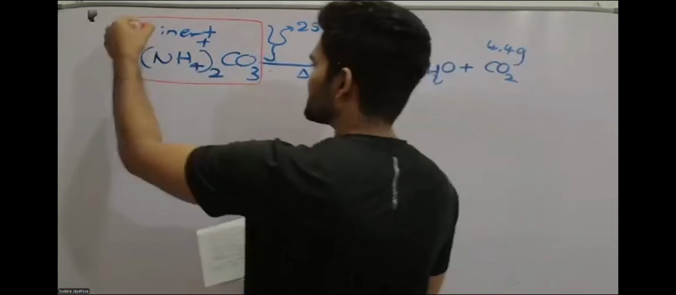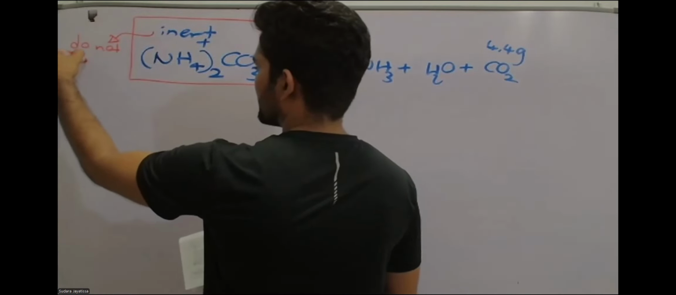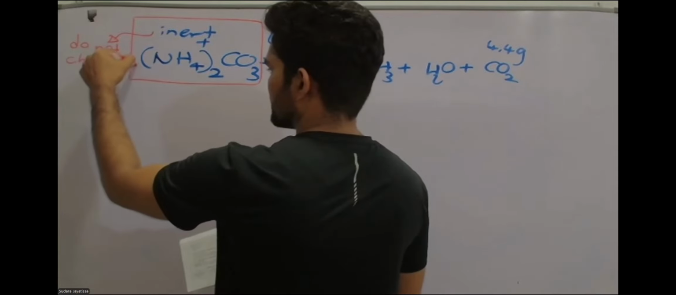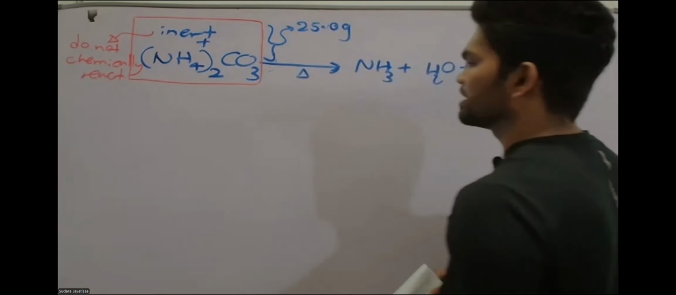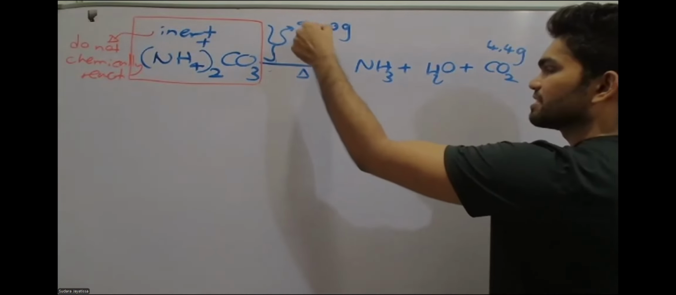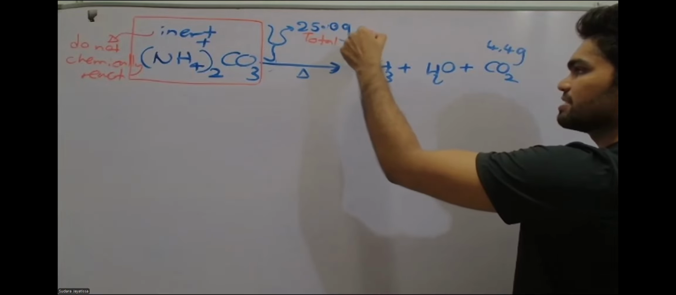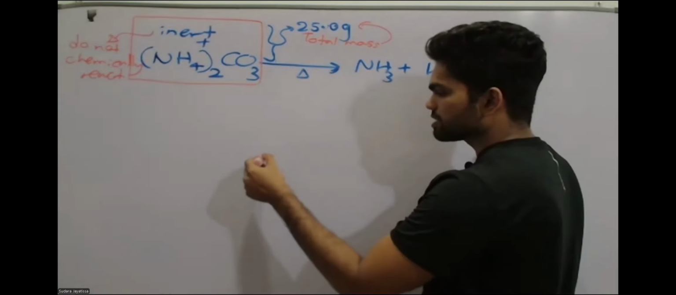Okay, so inert means do not chemically react. Understood? So the only chemically reacting thing is ammonium carbonate. But since the inert substance is also there, it is the total mass given. Total mass is 25.